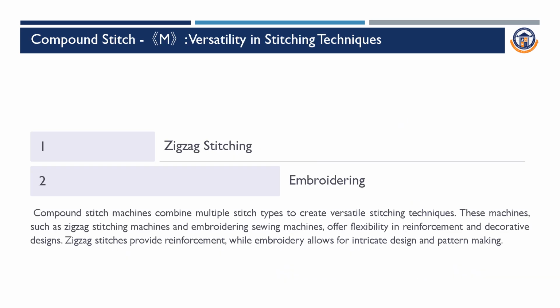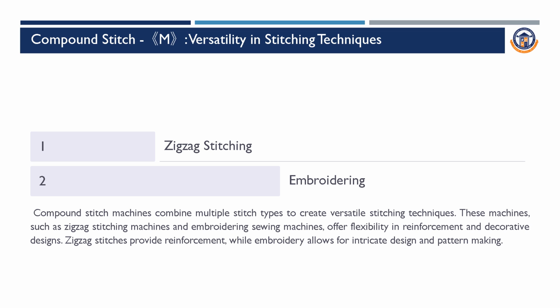Compound stitch, versatility in stitching techniques. Overall classification, if you take all other stitches, they are not considered as a compound stitch, but we consider zigzag stitching and embroidery as a compound stitch for the entire garment manufacturing. So we need to design specific parameters for these machines. Hence we need compound stitch machines.